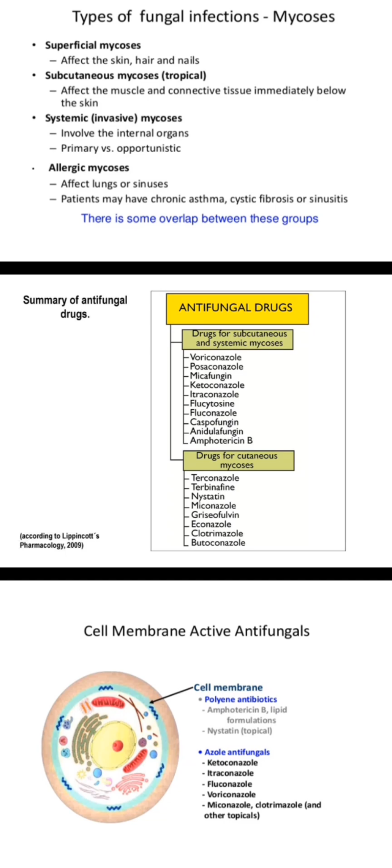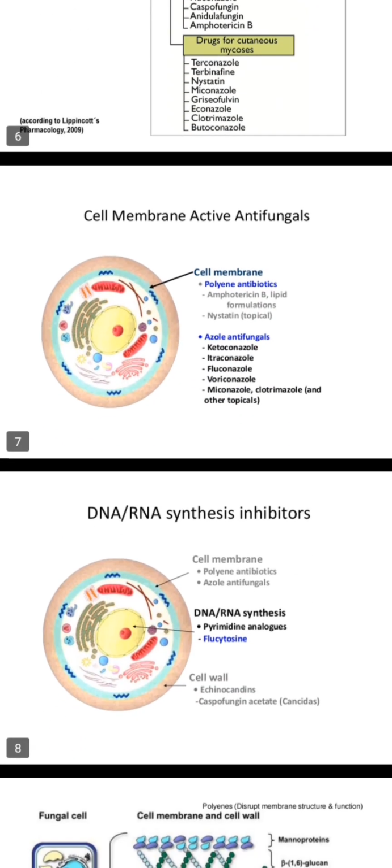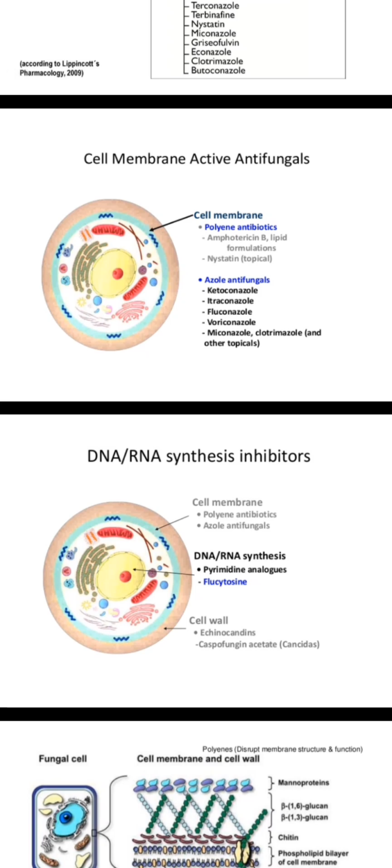It's a general summary of the antifungal drugs. We will take a look, but for now, starting from the cell membrane active antifungals. So, the cell membrane acting antifungals include the polyene antibiotics, amphotericin B, lipid formulations and nystatin. Their classification is that cell membrane antifungals are divided into two groups: the polyene antibiotics and the azole antifungals. In polyenes, it is amphotericin B, lipid formulations and nystatin, while in azoles, it will be ketoconazole, fluconazole, voriconazole, etc.